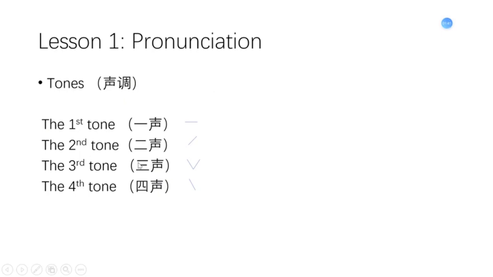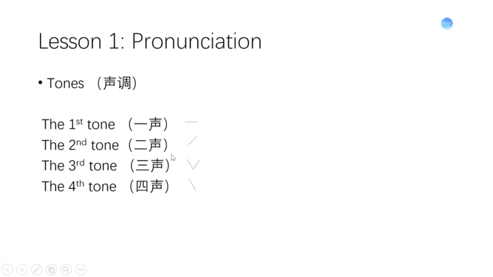Okay, and the third tone is written in this way. It goes lower down and then it goes up. So this is the 三声 mark. And the fourth tone, the 四声 mark, is like a down. It starts from the top here and then goes down. So these are the different marks for the 4 tones.